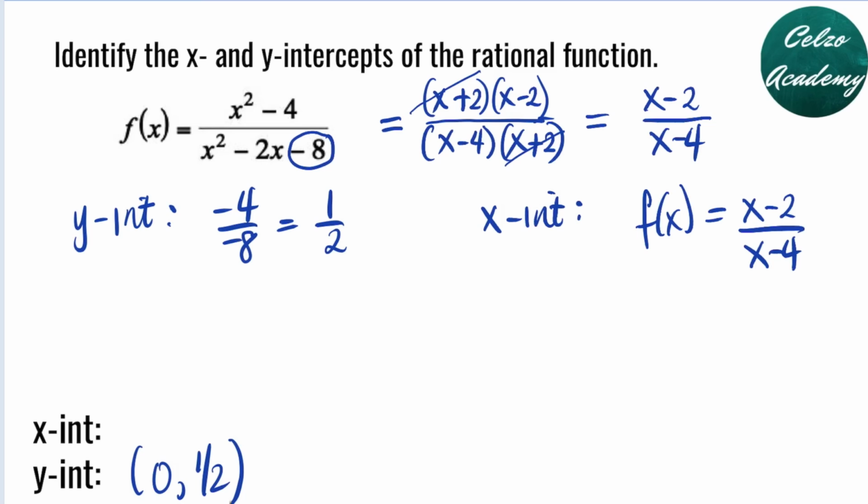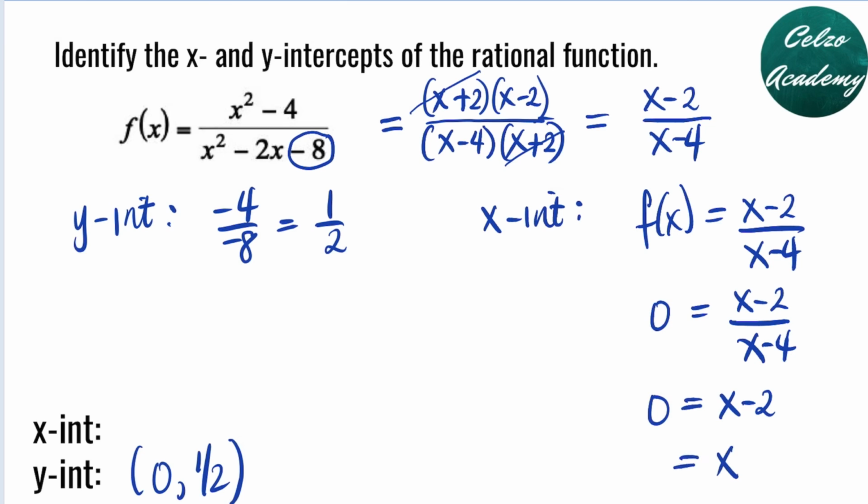The x-intercept is the value of x when y is 0, so this means f of x is 0, equal to x minus 2 over x minus 4. Multiplying both sides by x minus 4, we will have 0 times x minus 4, that's 0. Multiplying the right side by x minus 4, we will only be left with x minus 2. Solving for x, we add 2 to both sides, and x is equal to 2. This means that the x-intercept is at 2, 0.